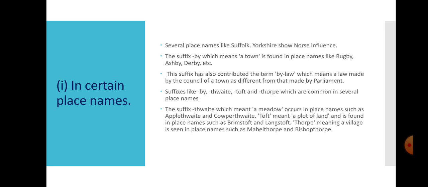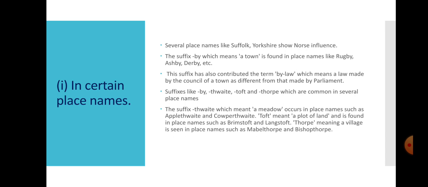Suffixes like by, thwaite, toft, thorpe, etc. are common in several place names. These suffixes entered the Old English language from Scandinavian or Norse, and are well evident in certain place names. For example, the suffix thwaite, which meant a meadow or grassland, occurs in place names such as Applethwaite and Cowperthwaite.